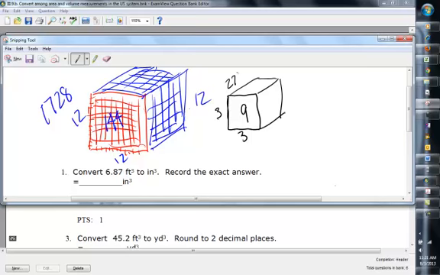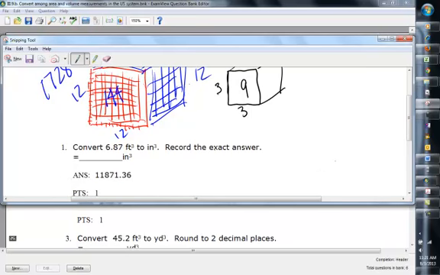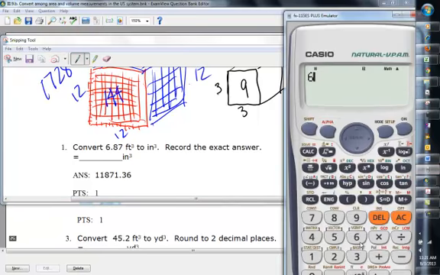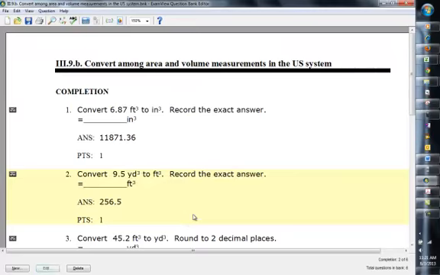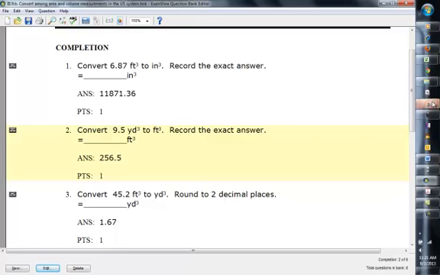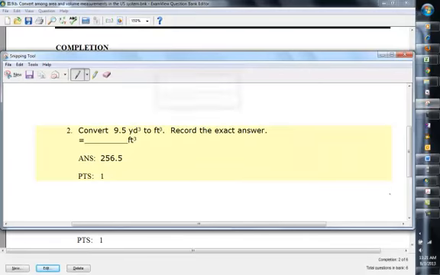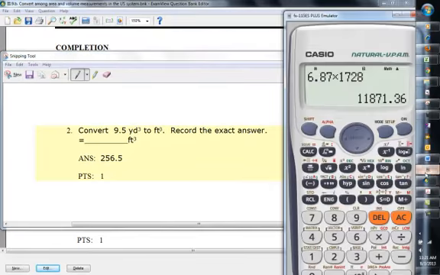Let's look at some of the examples here. We're going to convert feet cubed to inches, so we're going to press 6.87 times 1728, and we get 11,871.36. Number 2, we're going to convert cubic yards to cubic feet. As I said, that number is 27, so 9.5 times 27, and we get 256.5.